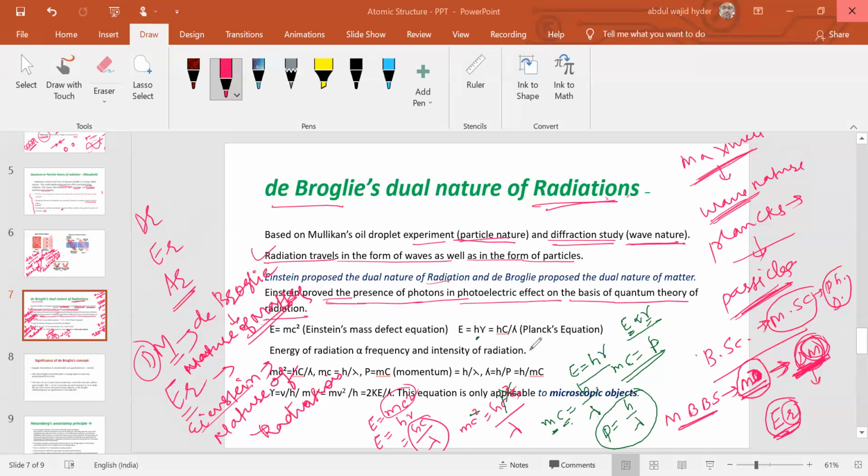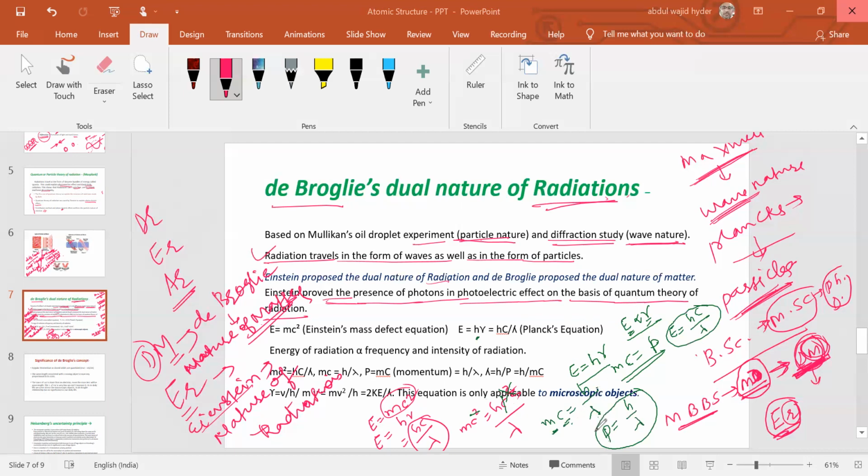And this equation is known as Planck's equation. Nu is equal to C upon lambda. So instead of nu, you can write C upon lambda also. So E is equal to hc upon lambda. That is what I wrote here. That's Planck's equation. Now you will equate both of them and C will be cancelled.